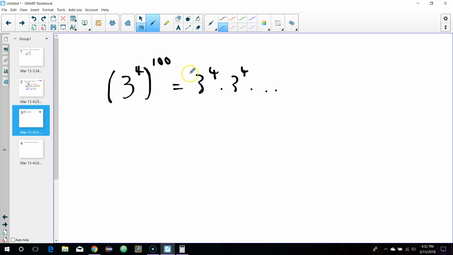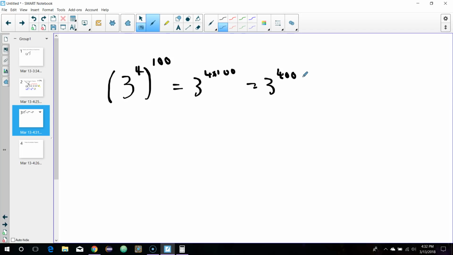So instead, if you can notice this is the power of another power, what you can do is get rid of this. It's just 4 times 100. So it's going to be 3 to the power of 400. Alright, our life is much easier.